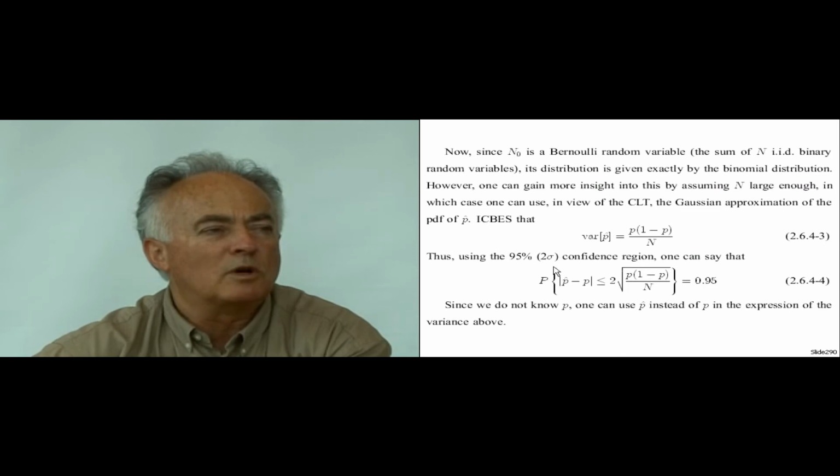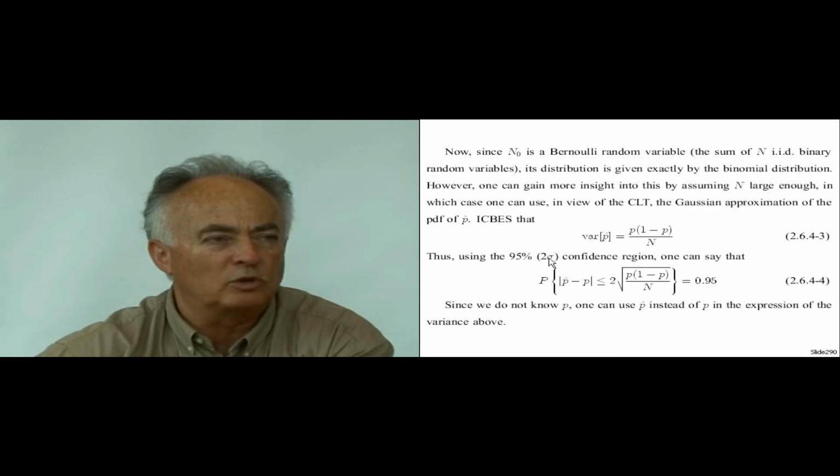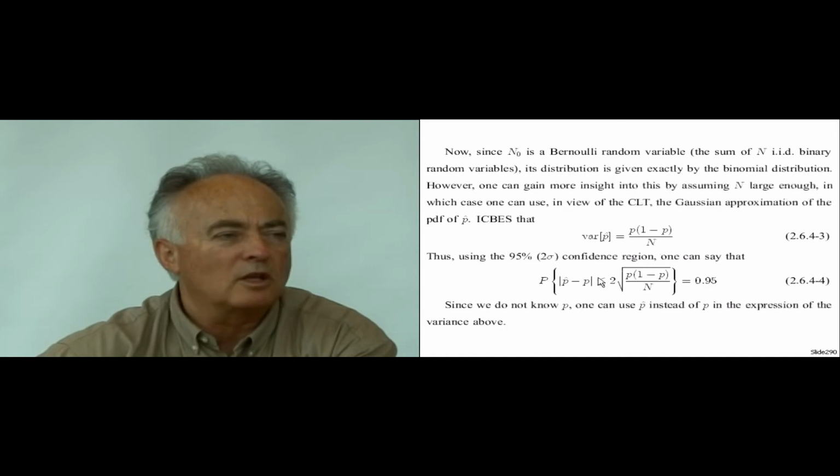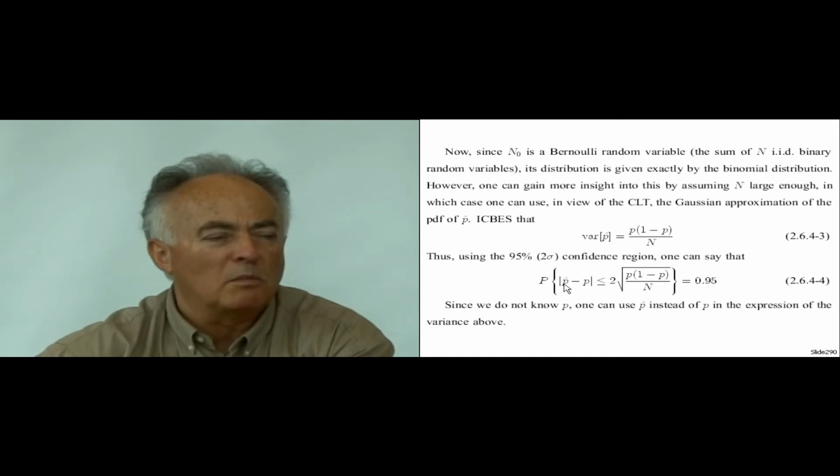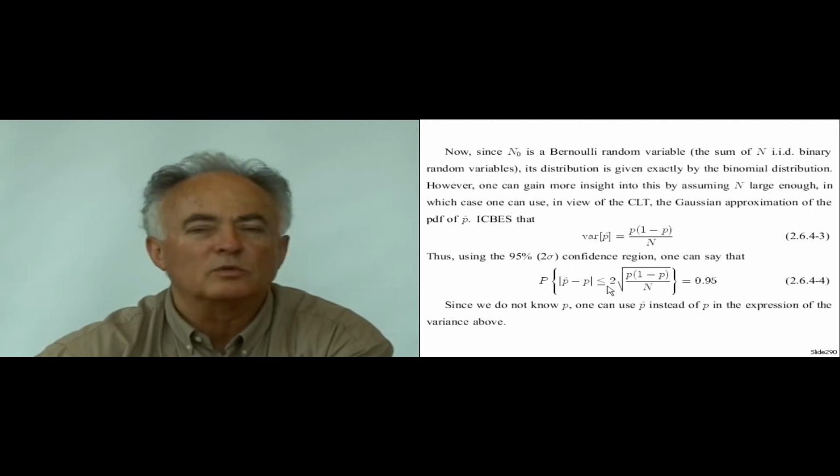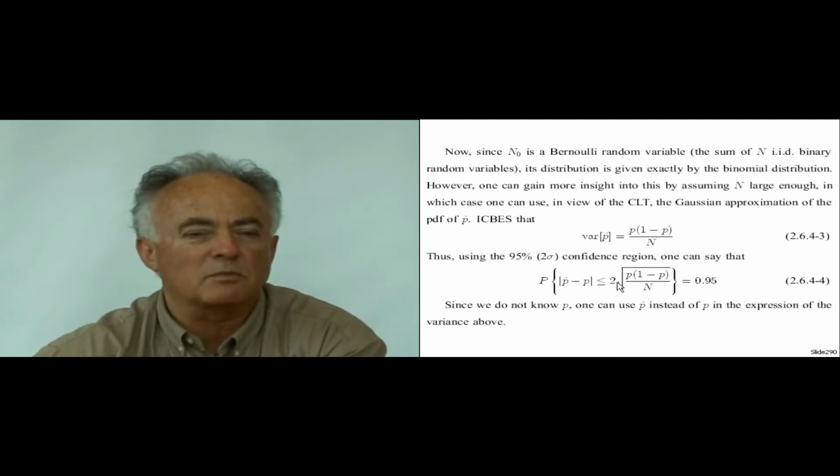Now, what we want is to find the accuracy for a finite number of experiments. If we use a 95% or 2 sigma confidence region, and the sigma here will be the square root of this standard error that we have, so the probability that the magnitude of p hat minus p is less than 2 sigma should be 0.95, it doesn't matter.